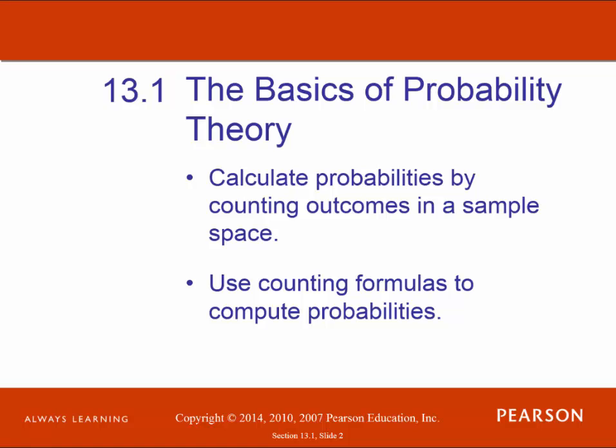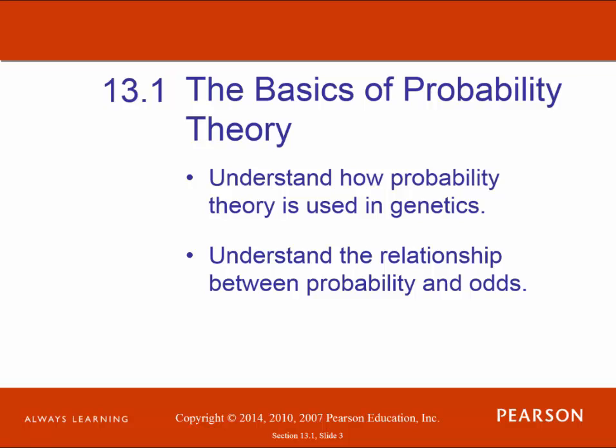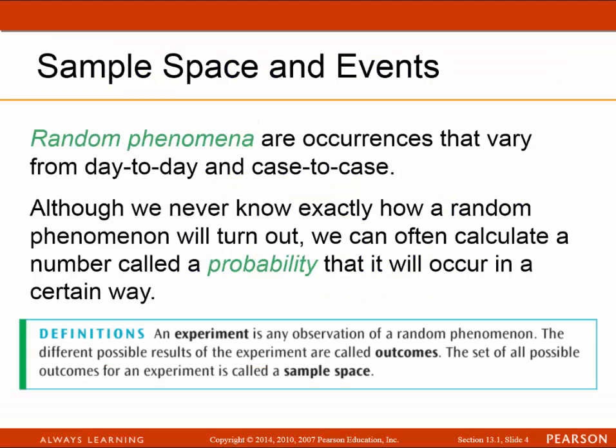And the first one is we're going to calculate probabilities by counting outcomes in a sample space. We're going to use counting formulas to compute probabilities. Then we'll understand how probability theory is used in genetics and also understand the relationship between probability and odds. So the first thing is, let's talk about sample spaces and events, and then also what's probability.